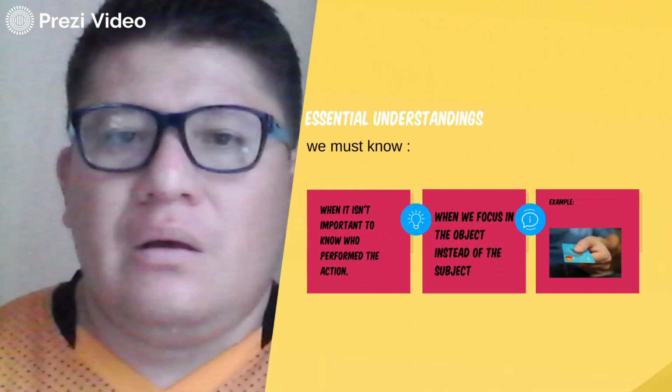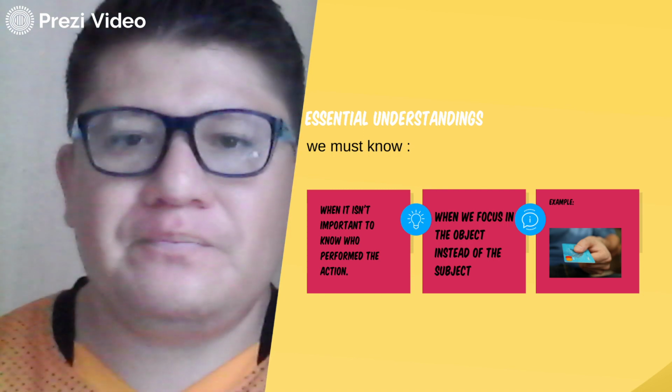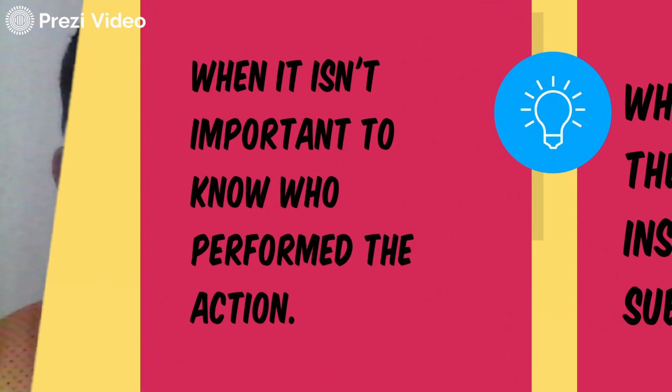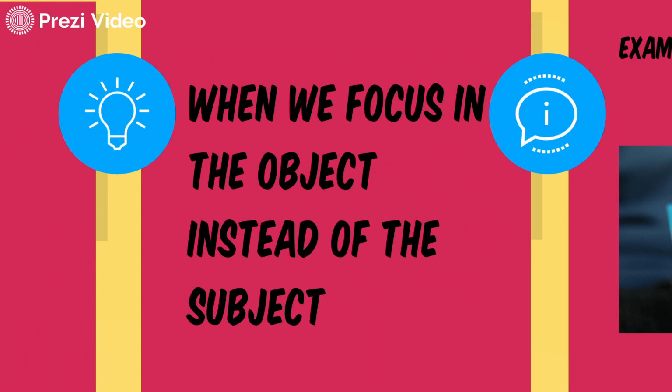Okay, and how can we use the past passive voice? For example, we use the passive voice when it isn't important to know who performed the action. We don't know who does the action, and we focus on the object instead of the subject. In the passive voice, it's more important to refer to the object.